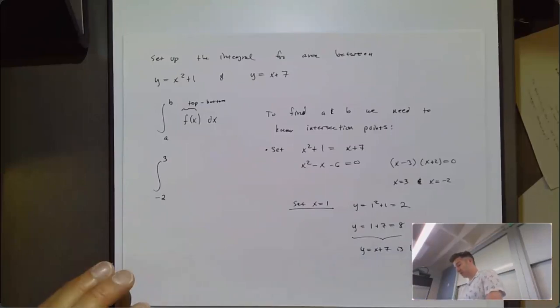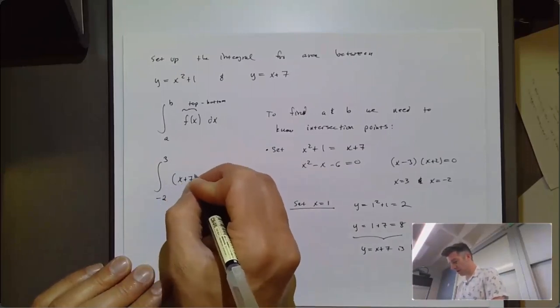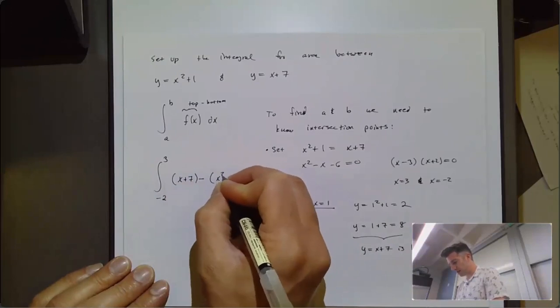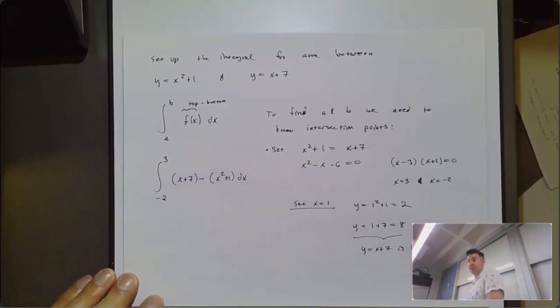So what we're going to do is say, okay, we're going to do the integral from negative 2 to 3 of x plus 7 minus (x squared plus 1). And that's how we would set this up.